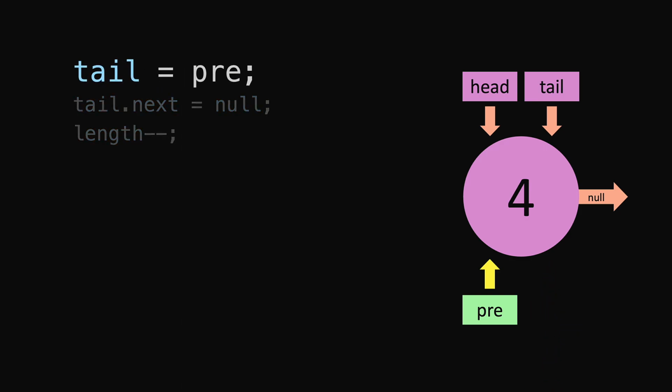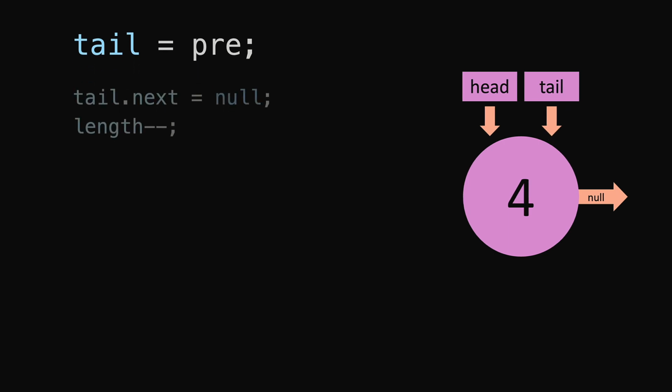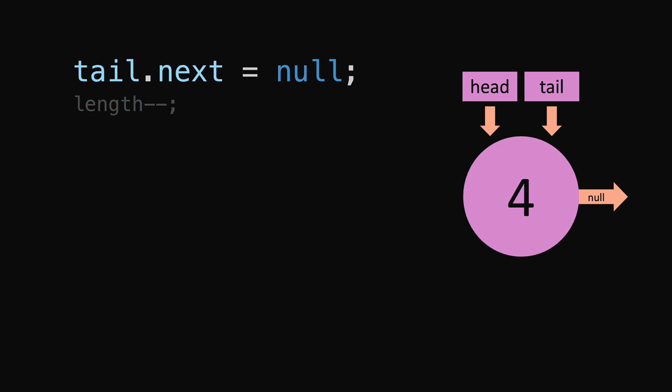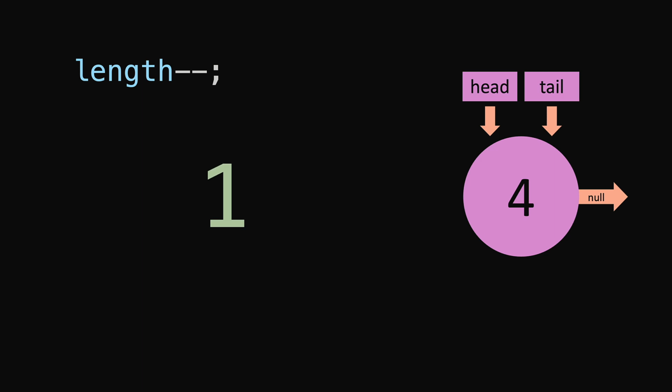And then we'll say tail equals pre. Well, tail and pre are both pointing at the same node, which means tail is already equal to pre. So we can remove that. Then we'll say tail.next equals null. And tail.next is already equal to null, so that's not doing anything. And the only thing left is to decrement the length. So the length was 1, and we decrement it, and it becomes 0.